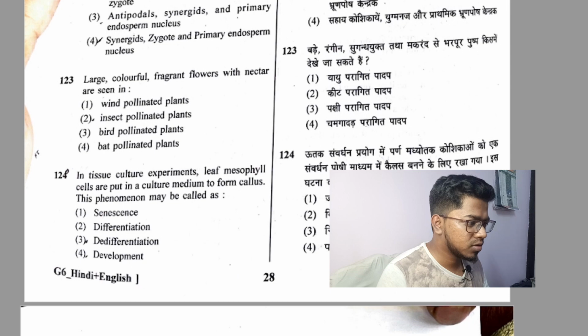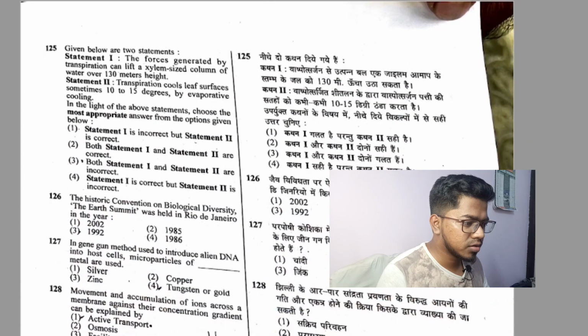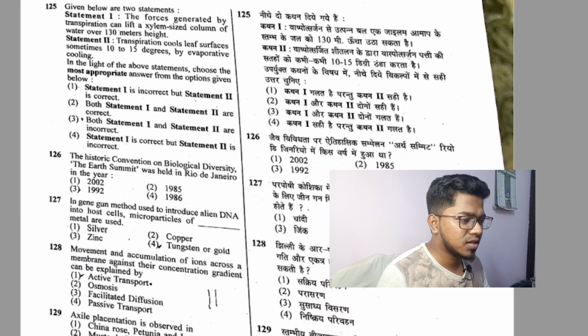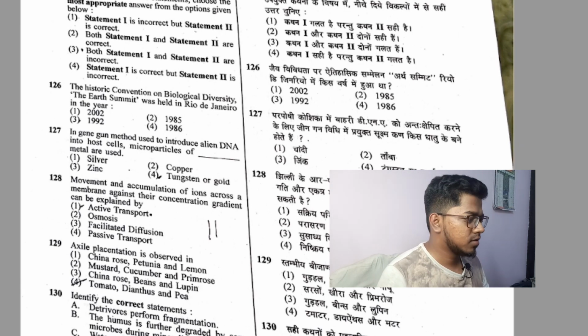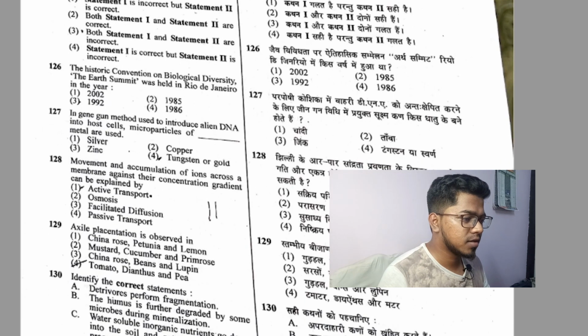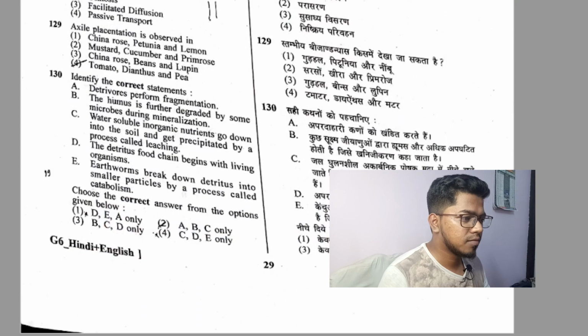I will just go through some of the bio. I will skip some of the botany questions. The historic convention on, yeah, this year's, all these are rote-learning questions. You cannot do anything there. In the gene gun method used to introduce alien DNA into host cells, microparticles of dash metal are used. Microparticles of, I think, silver are used. Movement and accumulation of ions across a membrane against their concentration gradient can be explained by, yeah, active transport. This is the principle of movement of molecules. So axile placentation is observed in the, I don't know, botany.